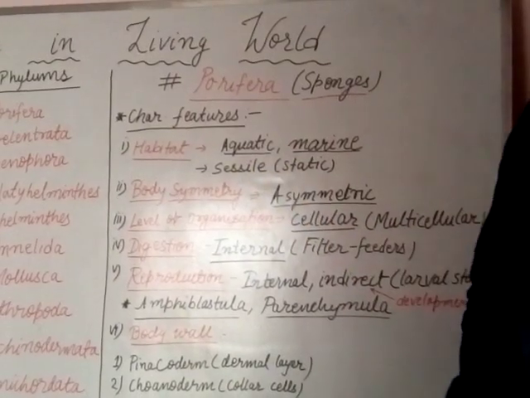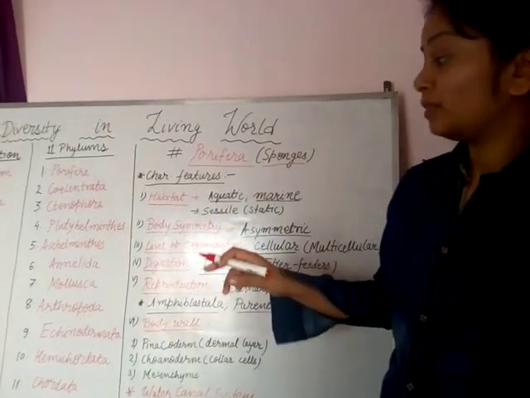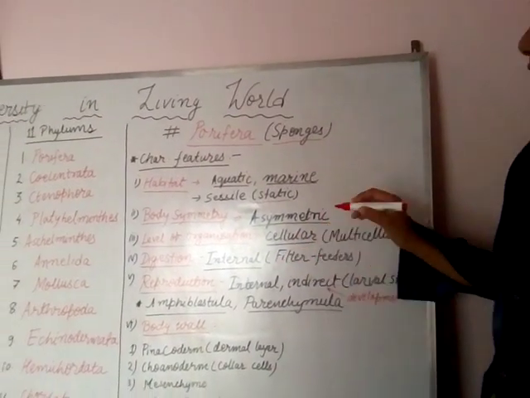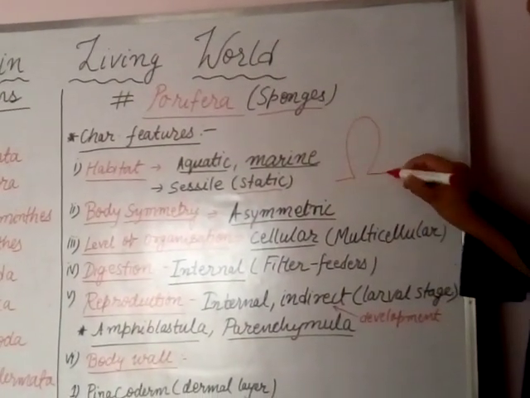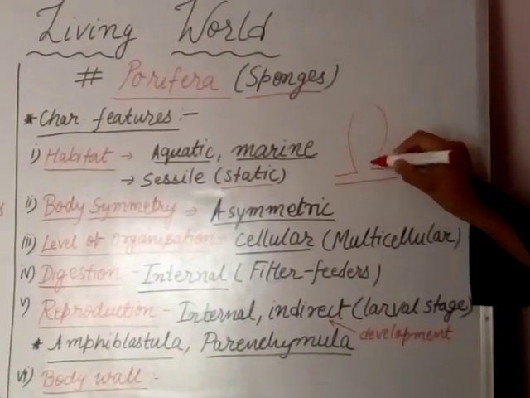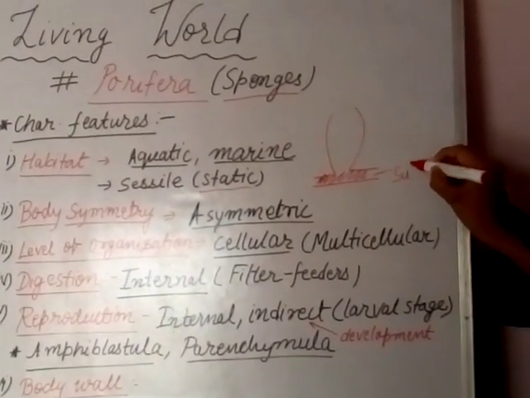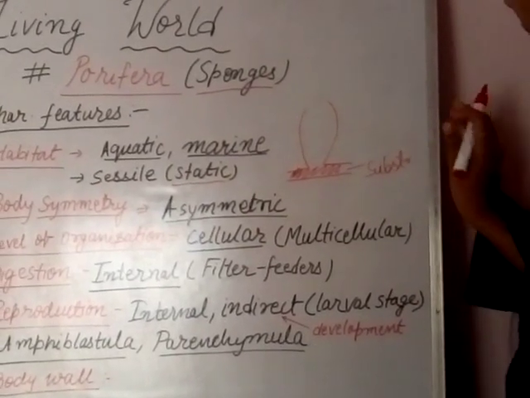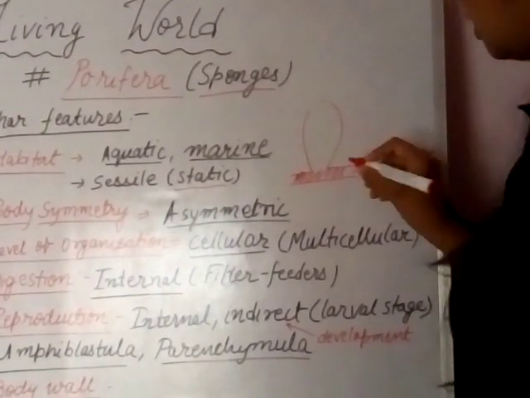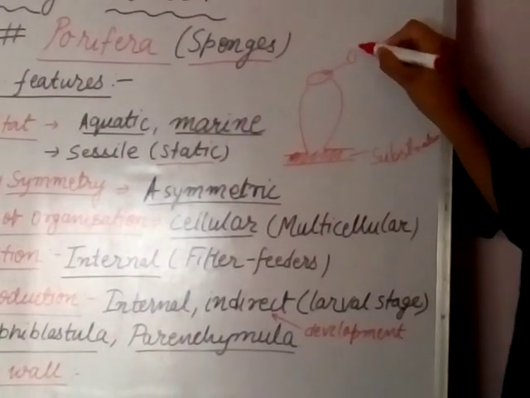They are sessile. It should not be misunderstood that because they are aquatic they can swim. They don't know how to swim, so they are sessile, meaning static, because they have to attach with their substratum. Suppose this is a member of Porifera, a sponge. They have to attach with their substratum. This is the substratum. And this is the osculum, the mouth part of the sponge.